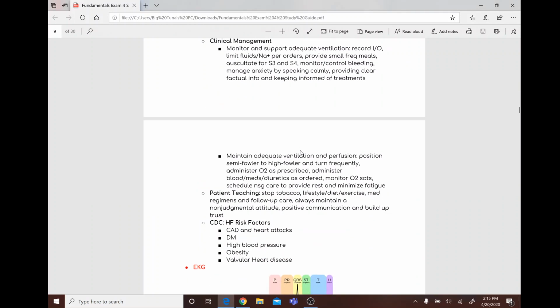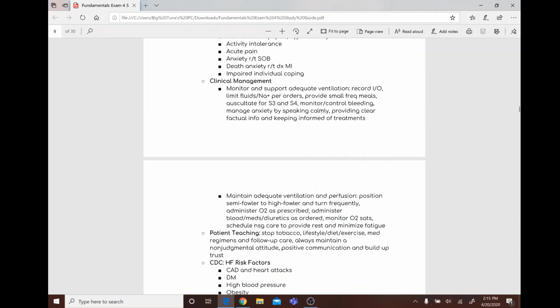Okay, going on. So, how are we going to monitor and support adequate ventilation? We're going to record I&O, limit fluid and sodium per order, provide small frequent meals, auscultate for S3 and S4, monitor and control bleeding, and manage anxiety.